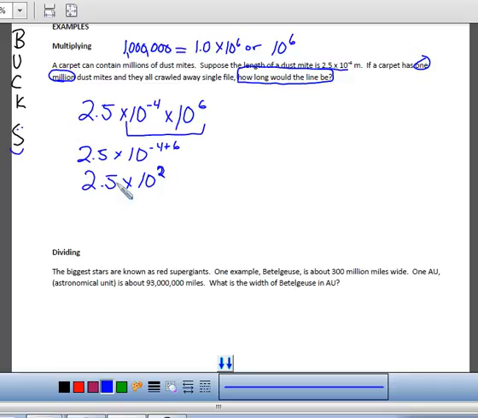Now, if you want, this is okay, but you can expand this because it's not a bad number. Move the decimal 2 spaces to the right and you get 250.